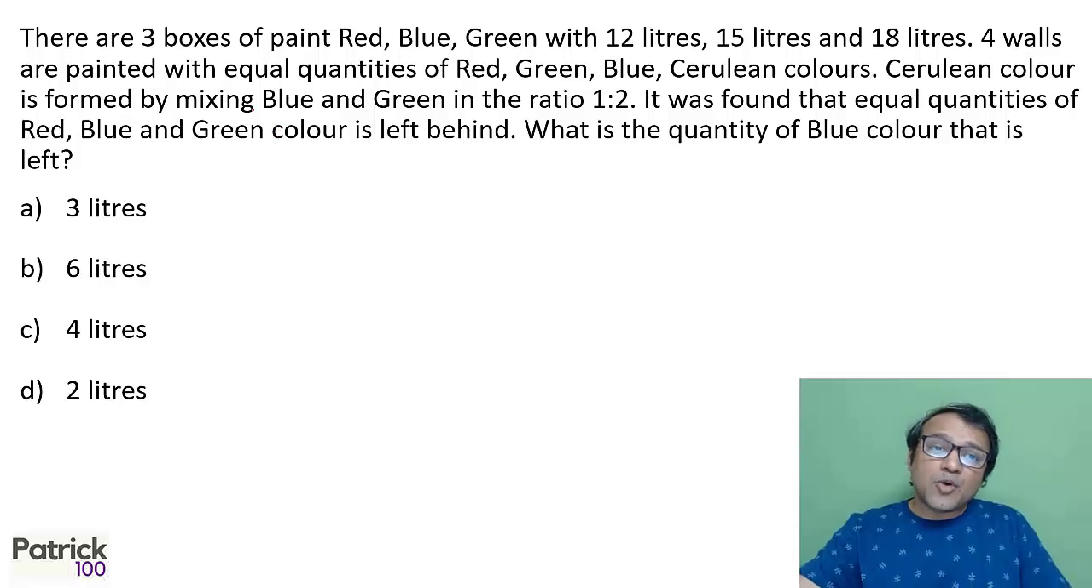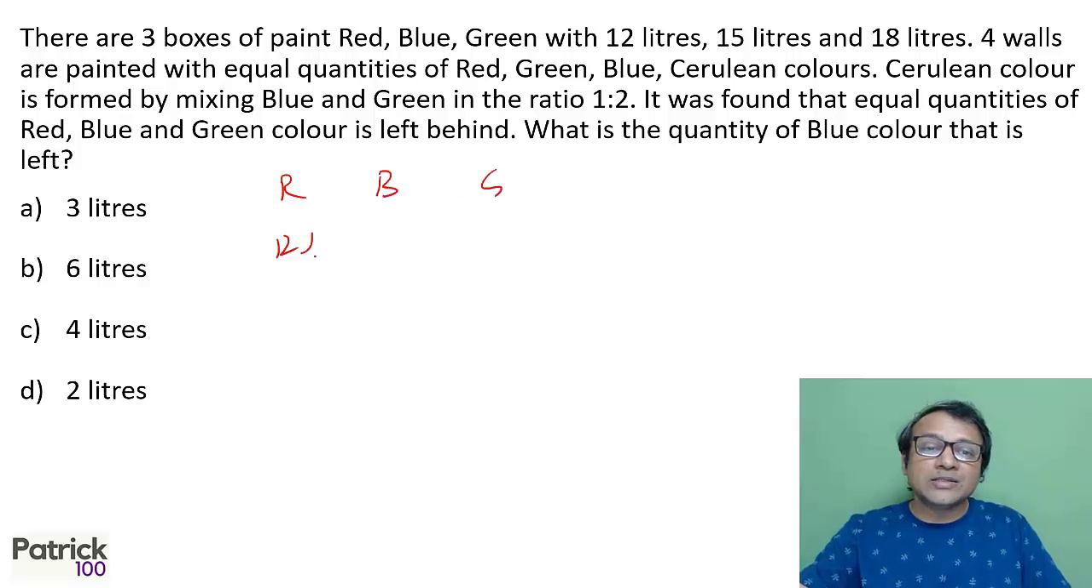We have three boxes painted red, blue, green. They have 12 liters, 15 liters, 18 liters. Four walls are painted with equal quantities of cerulean color, which is formed by mixing blue and green in a ratio of 1:2. And in the end, equal quantities are left behind.